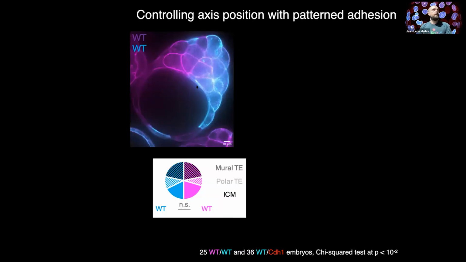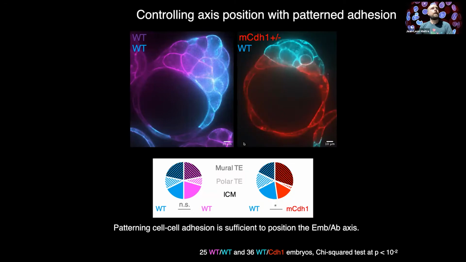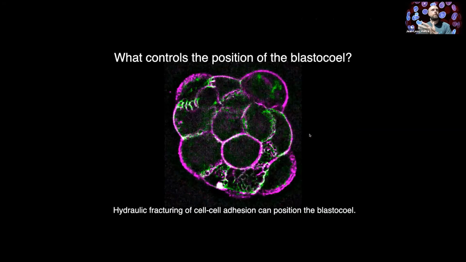And so in a wild-type embryo, the lumen just appears somewhere, more or less randomly, at the trophectoderm-ICM interface. And then when you engineer the adhesion of the embryo, what you see is that the lumen ends up on the mutant side. And so patterning cell-cell adhesion is sufficient to guide the positioning of the first mammalian lumen and position its first axis of symmetry. So in principle, the embryo could control the position of its lumen by controlling cell-cell adhesion.